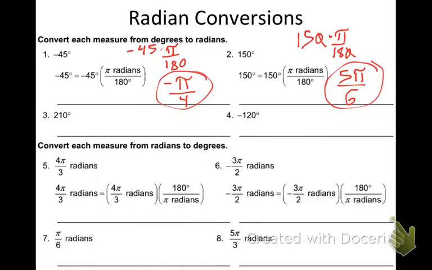Again, what's the difference here? Radians is in terms of pi. Radians always have pi. Number 3, 210 degrees.